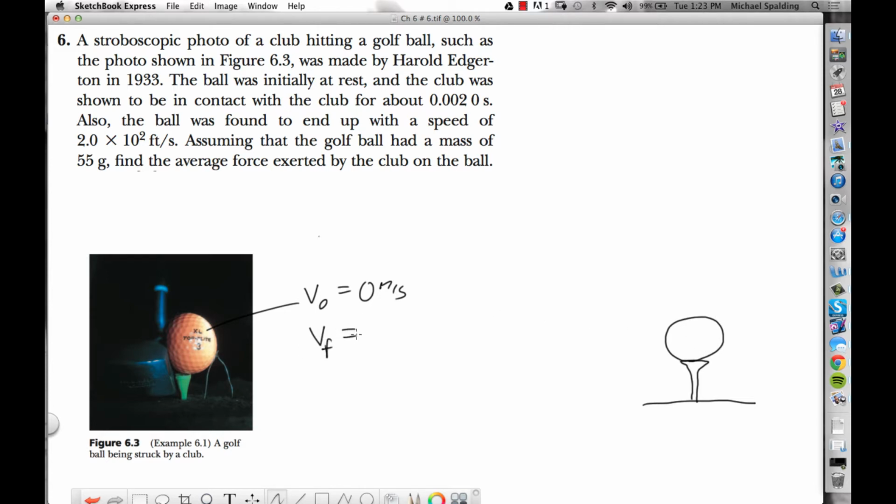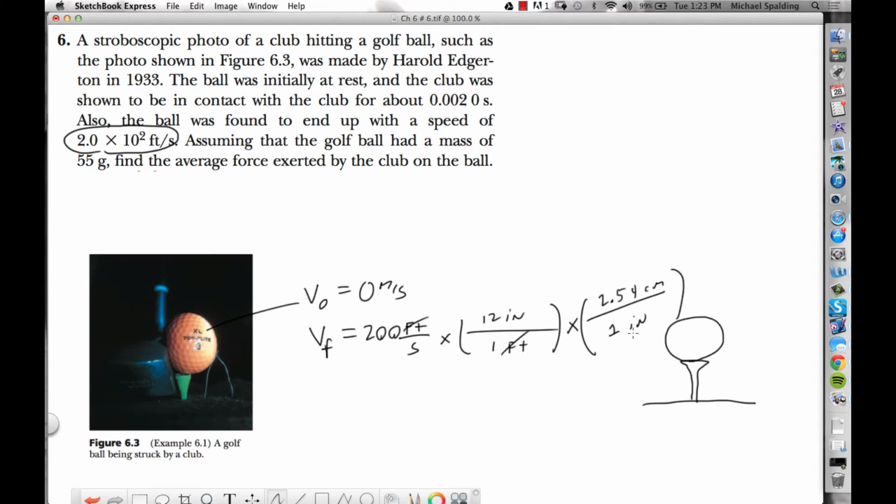We're given V final as 2 times 10 to the 2 feet per second. That's 200 feet per second. You've got to convert that to meters per second. So the way you do that, I went like this. 1 foot is 12 inches. So then feet cancel. And then 1 inch is 2.54 centimeters. I'd give you those conversions. And then there's 100 centimeters in 1 meter. So then the centimeters cancel, and you're left with meters per second.